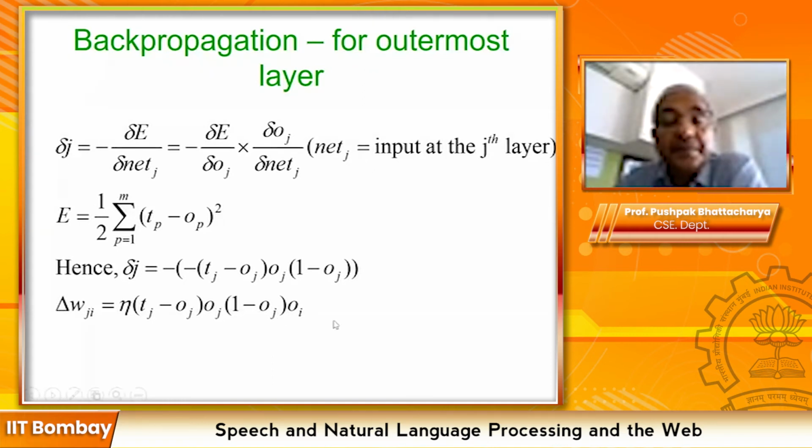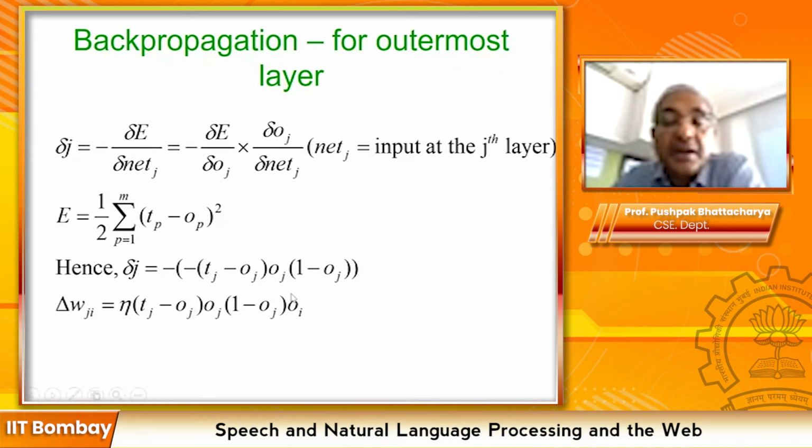And the other quantity of interest is oi. So if the input value is 0, again the change in weight is 0. The weight doesn't change, input is 0. What is the physical significance of that? That means if the input received is 0, then why should the weight change? If the input received is 0, it is not contributing anything to the error. So why should the weight be penalized? The weight should not be penalized if the input is 0.